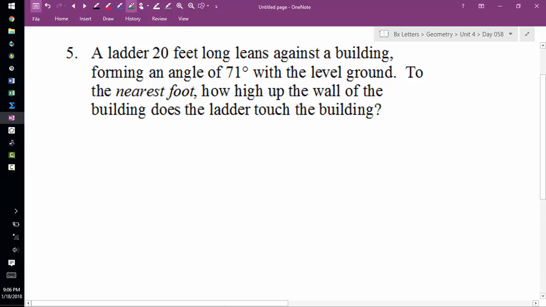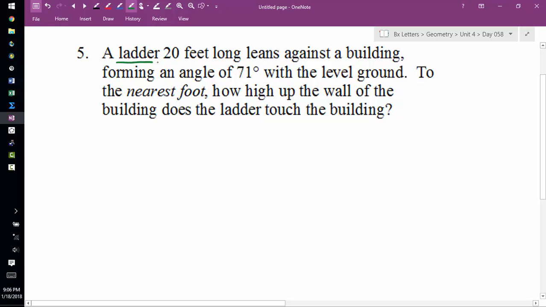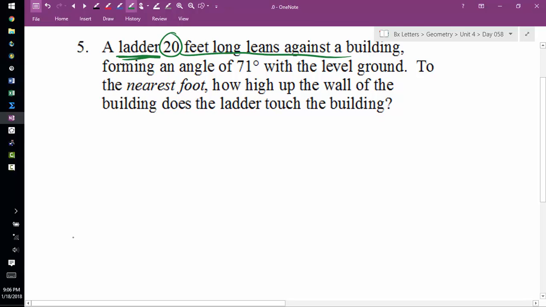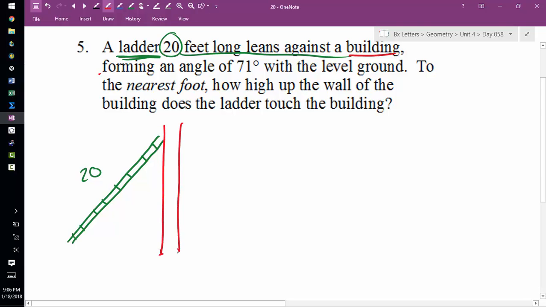Number 5 is a draw-your-own-diagram type problem, and it's getting forced into the real world because they're saying, hey, you've got a ladder that's 20 feet long and it's going to lean against the building. So ladders lean at a slant. We'll put the rungs on the ladder, the thing you climb up, and we'll label that it's 20 feet. And my building is going to be right here.